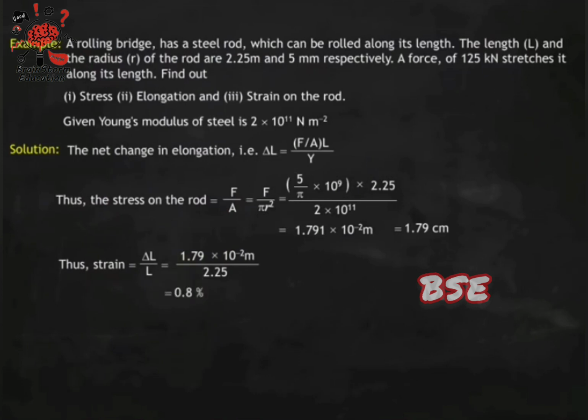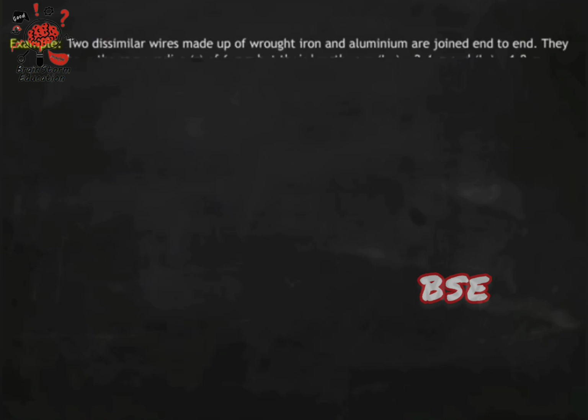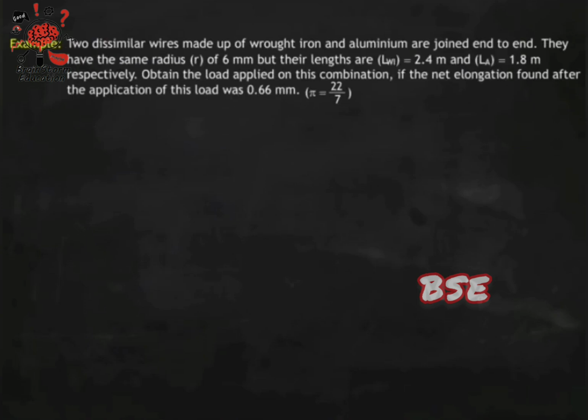Example 9.2. Two dissimilar wires made up of wrought iron and aluminium are joined end to end. They have the same radius R of 6 millimeters, but their lengths are L wi equals 2.4 meters and L a equals 1.8 meters respectively. Obtain the load applied on this combination if the net elongation found after the application of this load was 0.66 millimeters. Given Ya equals 70 into 10 raised to 9 newtons per meter square. Ywi equals 190 into 10 raised to 9 newtons per meter square.